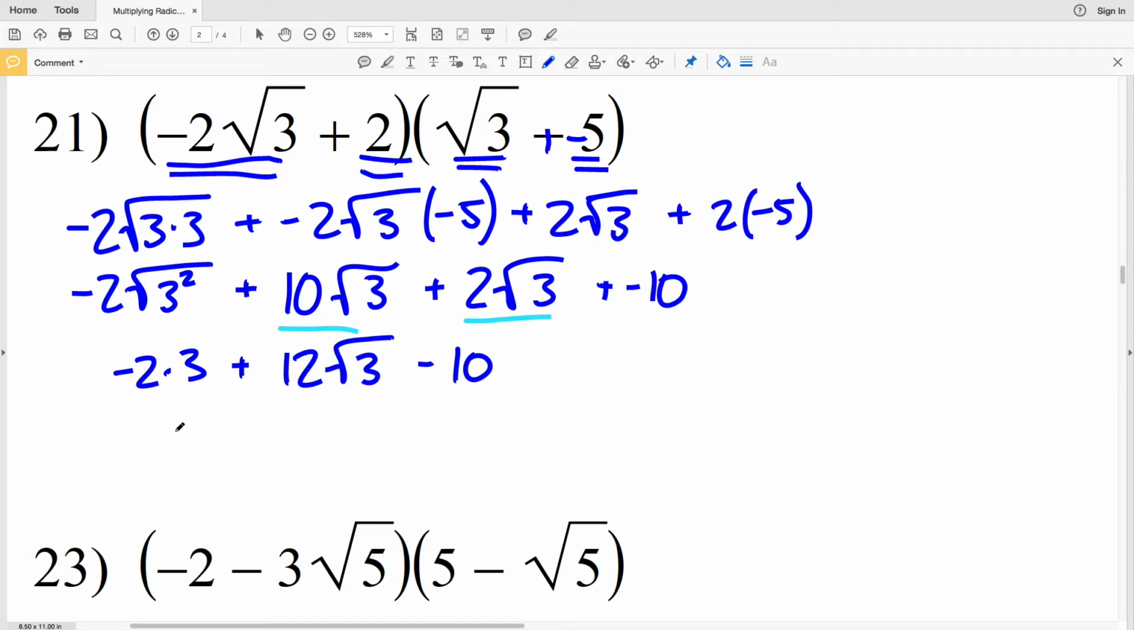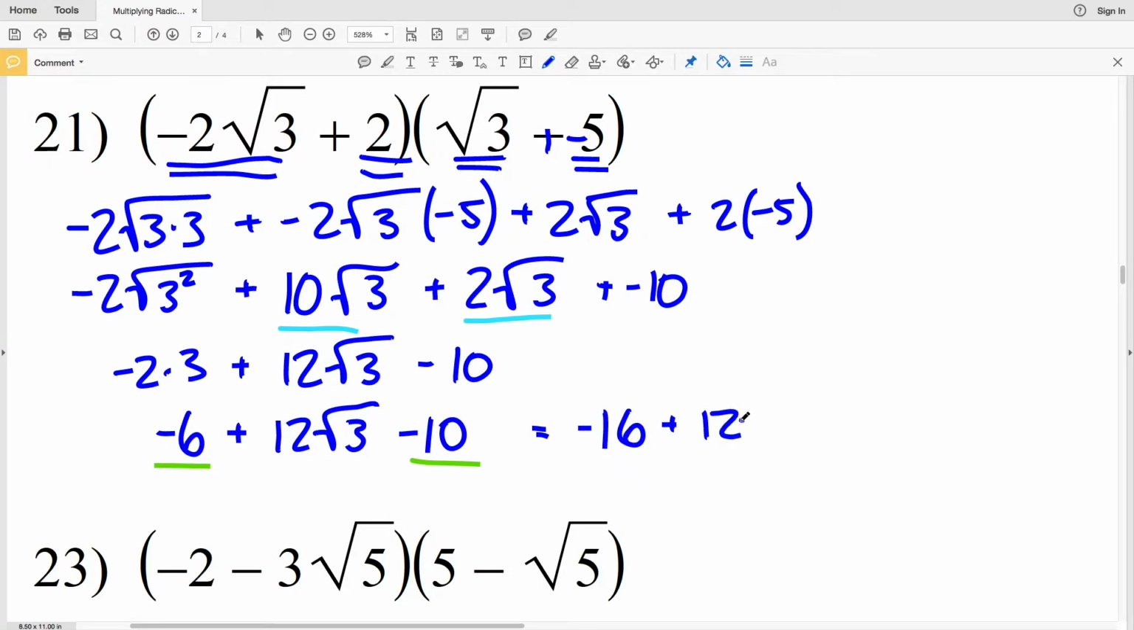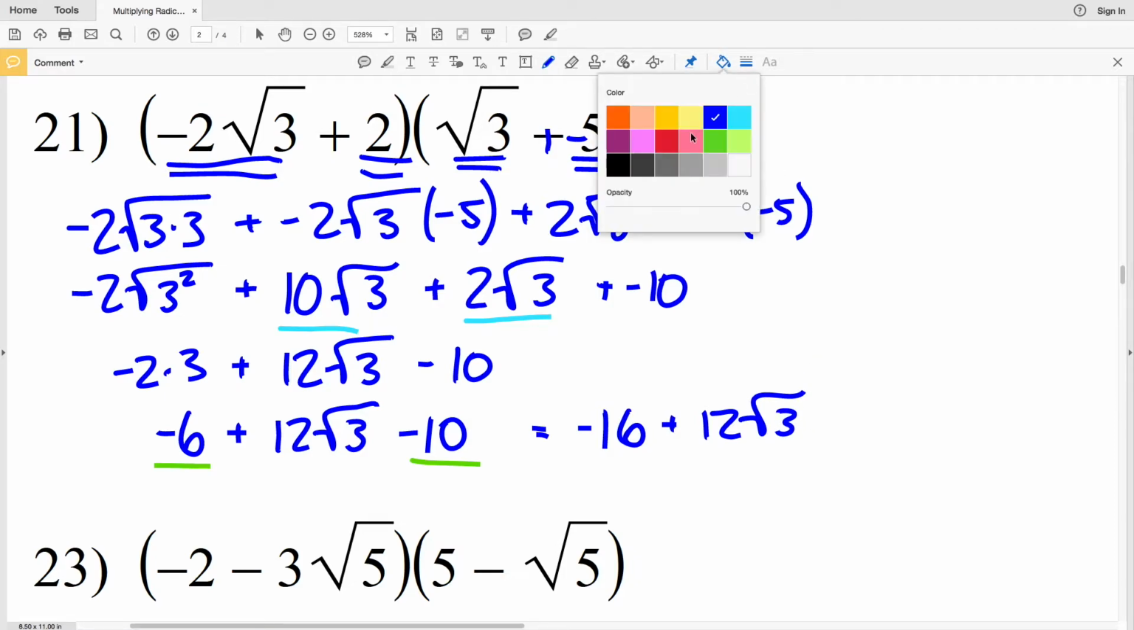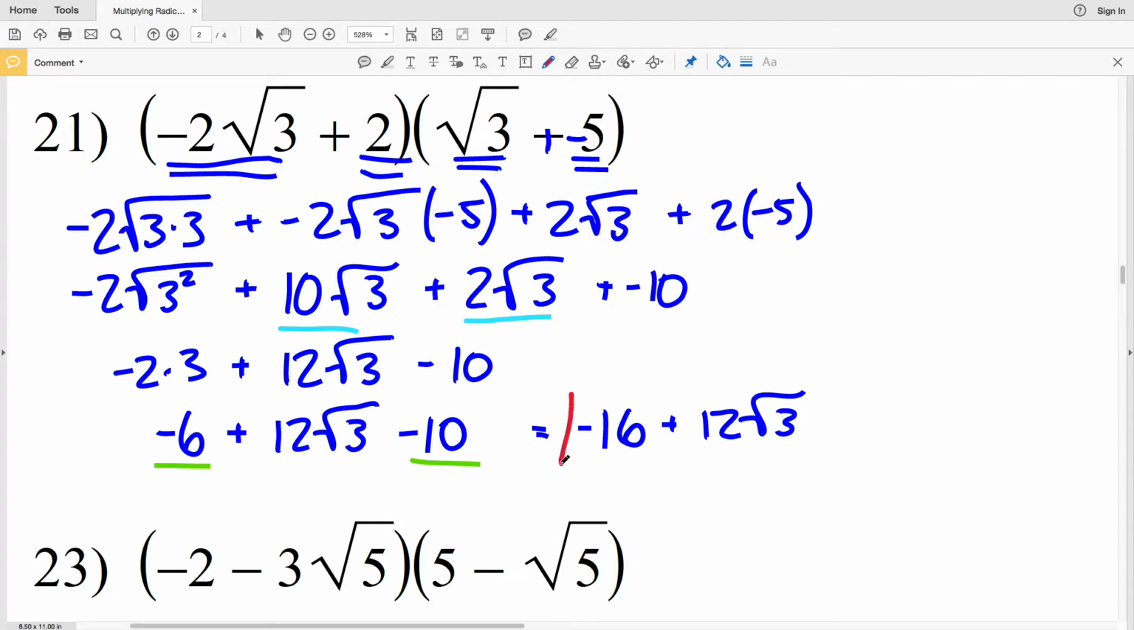So negative 2 times 3 is negative 6, and I'm adding that to 12 times the square root of 3 and then subtracting 10. So I can combine my negative 6 and negative 10, or subtract 10 from negative 6. So negative 6 minus 10 is negative 16, and that will get added to 12 times the square root of 3. So negative 16 plus 12 times the square root of 3 is my solution in number 21.